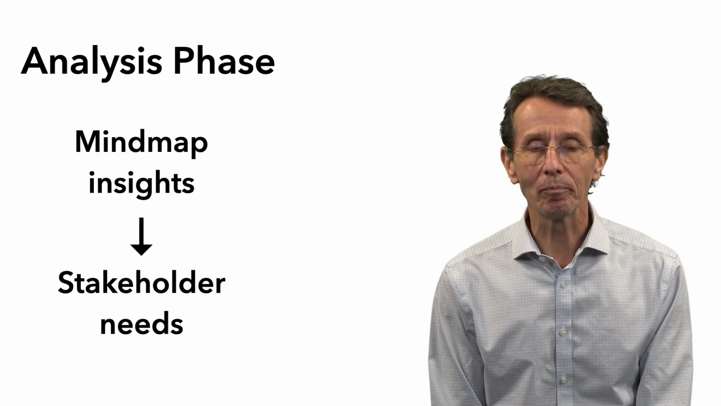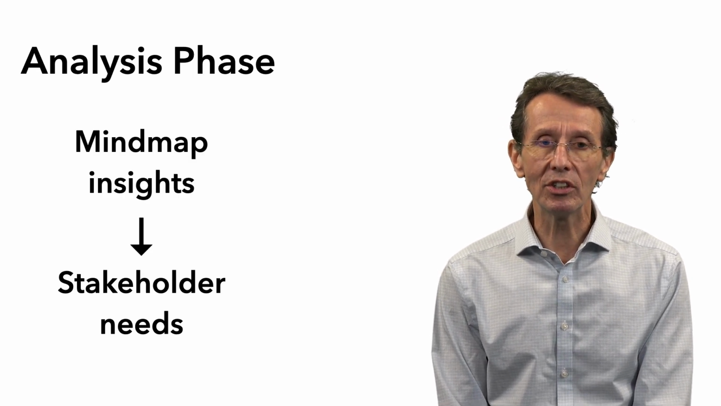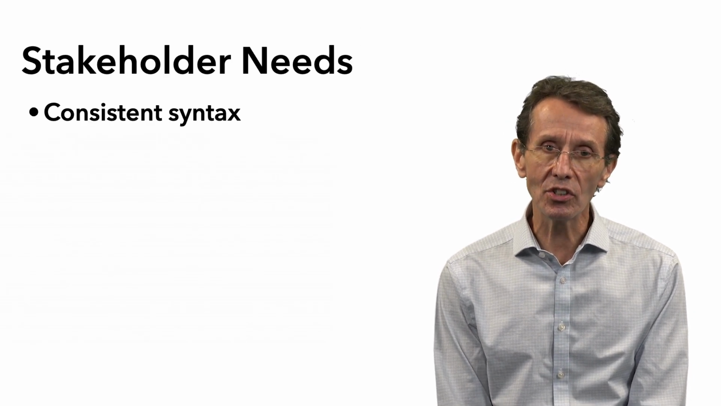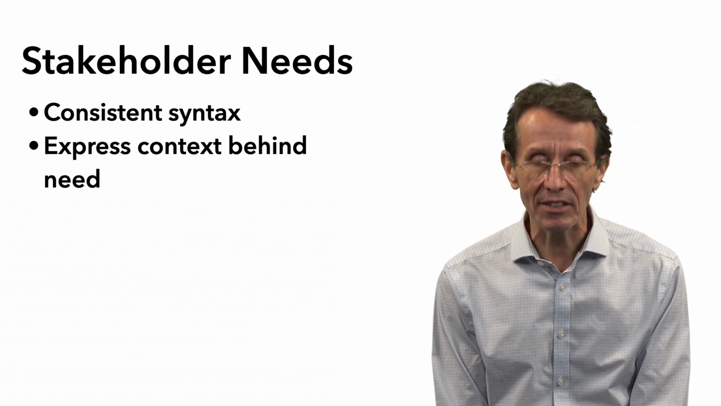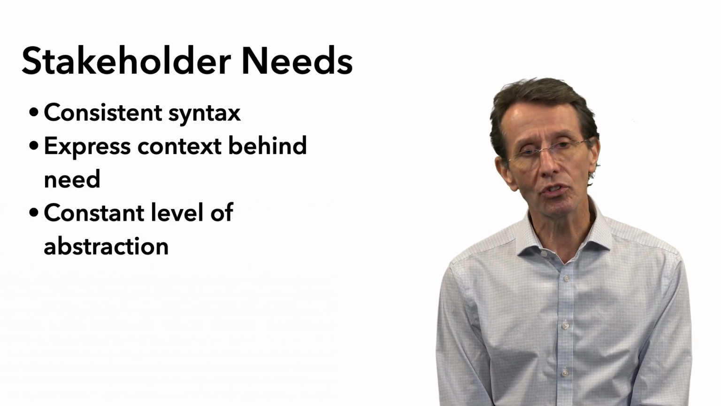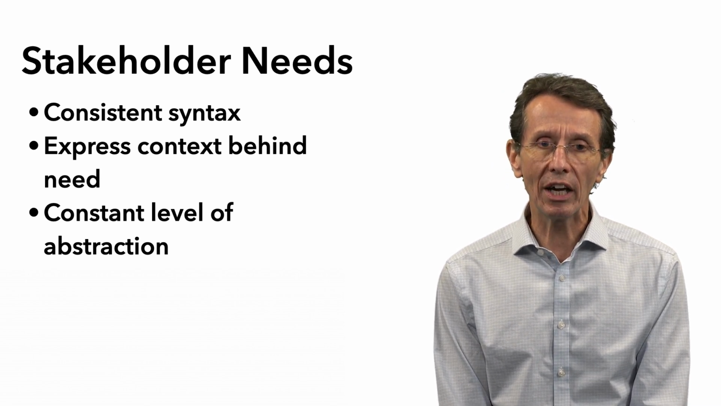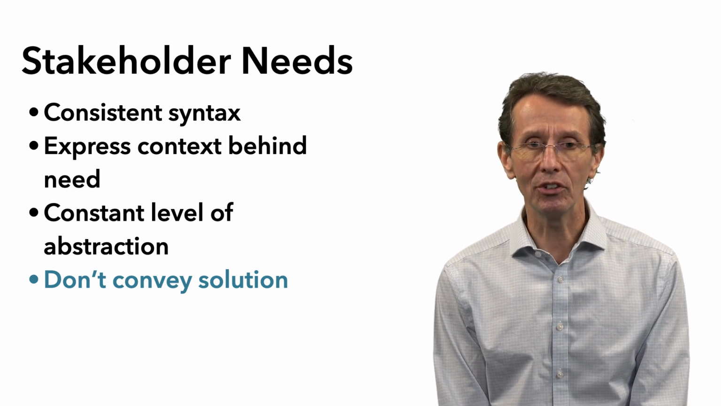The analysis stage takes our mind map and insights and it translates them into stakeholder needs. And it does it in a consistent syntax that also expresses the context behind the need. And we try and do this at a constant or fairly constant level of abstraction. And we try and do that without conveying a solution. And I'll give you an example of that later on.